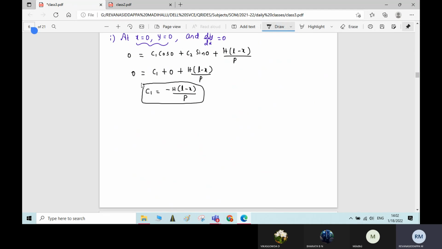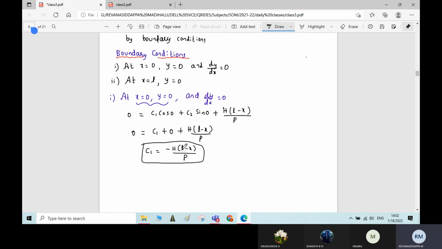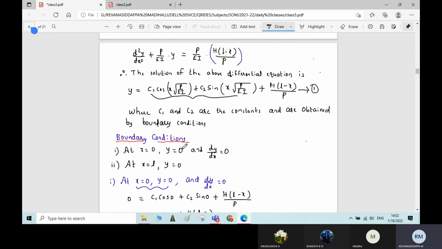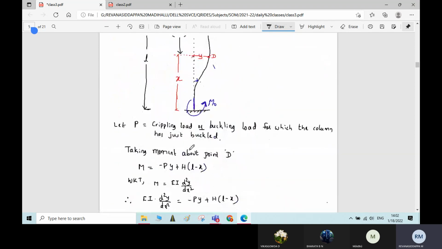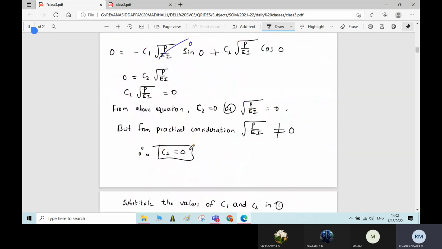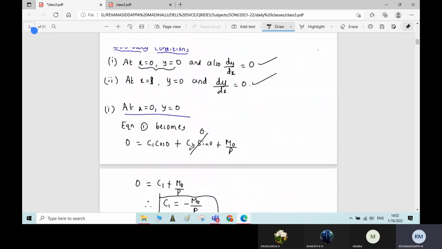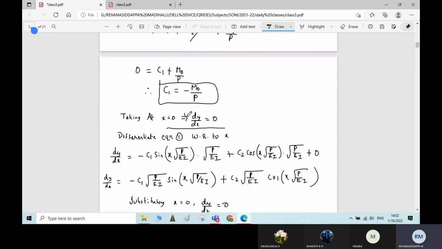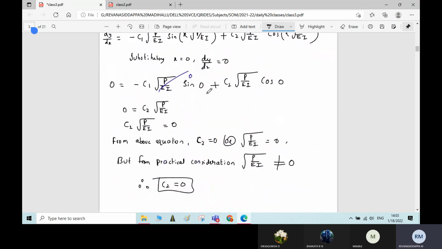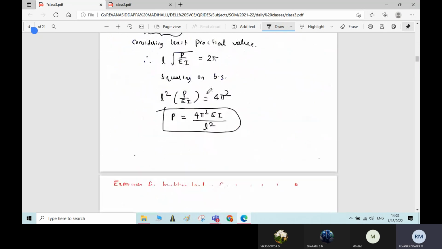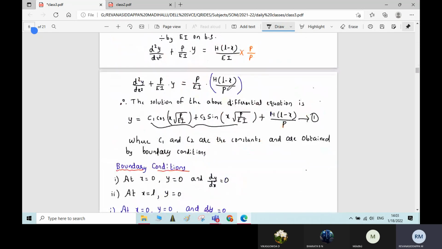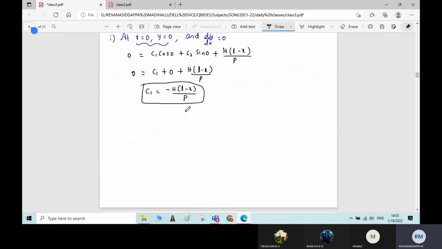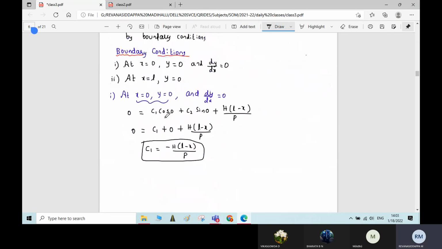By this you got the value of C1. C1 is equal to minus of this constant. Similarly, in the previous case, the constant was M0 by P, and you got the value of C1 as minus of M0 by P. In this derivation, we have the constant as H into (L minus x) divided by P, so you get the value of C1 as minus of H into (L minus x) divided by P. Similar.